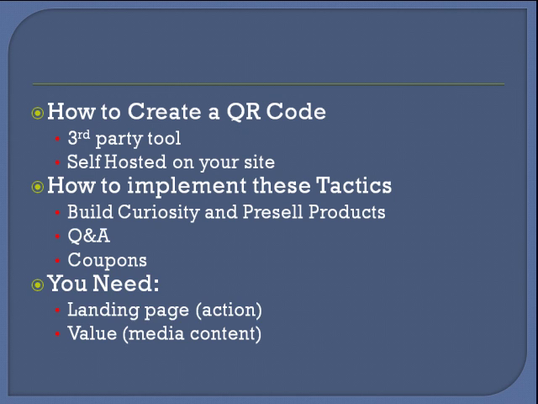Now there are several ways that you can implement these tactics. You can build curiosity like I talked about, Q&As or coupons. We've already talked about that. And in order to get started, you need two items. You need a landing page or action. The landing page doesn't have to be a page, it could be a video. Or value. And value. So you need two things. What do they need to do, number one, and number two, where do they need to go?